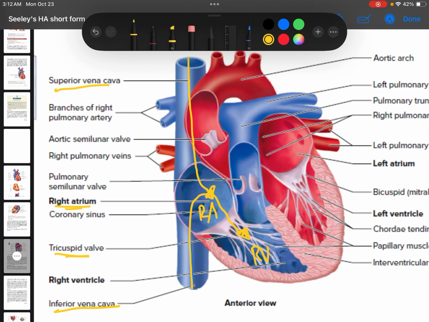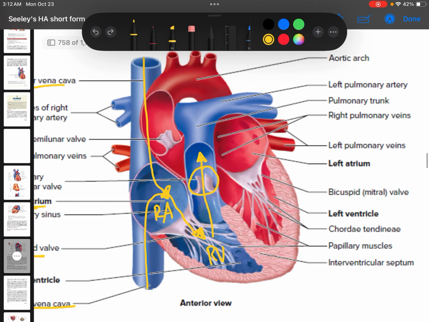ventricle. Now class, once the ventricle contracts, because if you remember, ventricles are the pumping chambers, it will send the unoxygenated blood through your pulmonary semilunar valve and into your pulmonary artery.